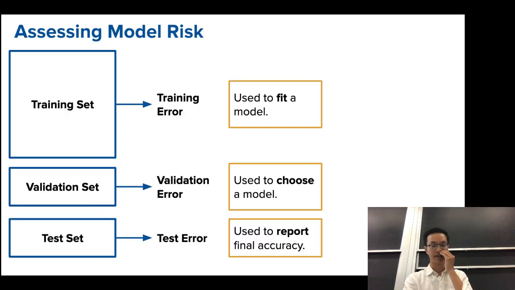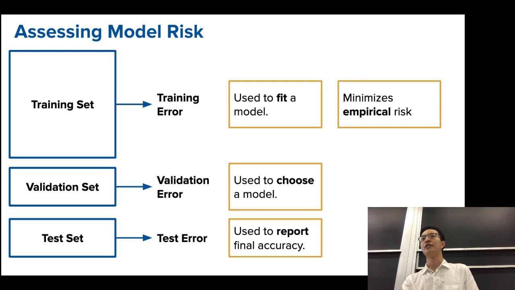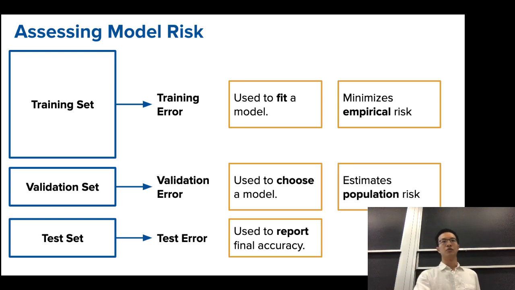Okay, so here's a diagram. Another way of looking at these three types of errors is that the training set we use to minimize the empirical risk. The training error reflects the empirical risk on that particular training set, whereas the validation set makes an estimate of the population risk. The reason it makes an estimate of the population risk is because we're simulating with the validation set data that our model has not seen before.